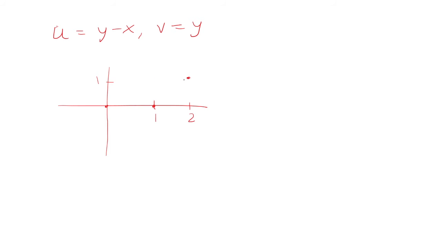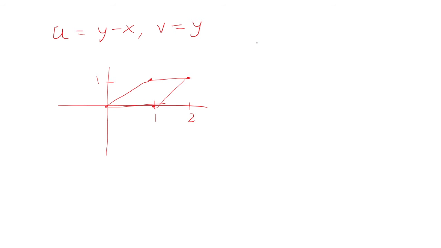Okay, last problem. We use a transformation u equals y minus x, v equals y, to evaluate the integrals on the parallelogram R, which has vertices 0, 0, 1, 0, 2, 1, and then 1, 1. So this is the parallelogram that we're talking about.